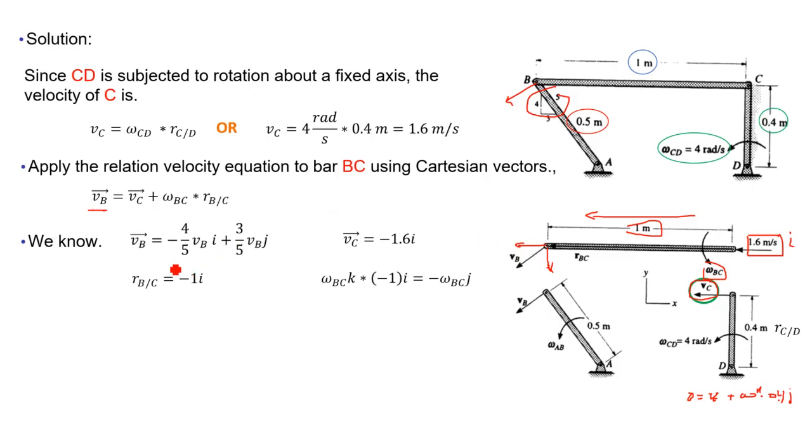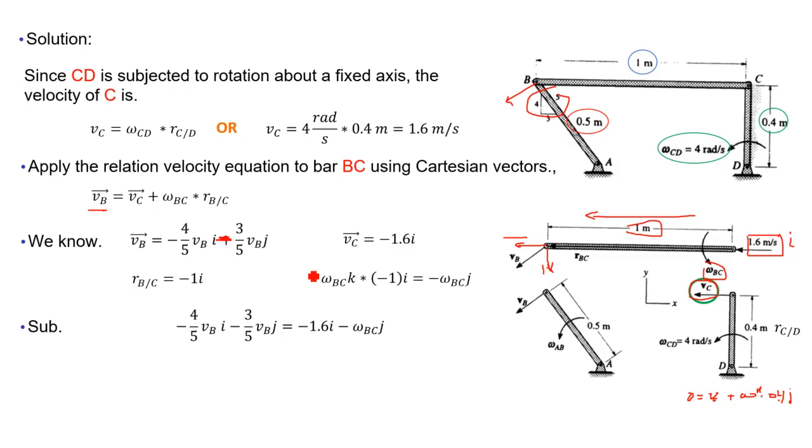The velocity B is going to be negative 4 over 5 VB i, plus, sorry, this is minus 3 over 5 VB j. It's negative because both are going to be downward and to the left. Now the omega BC k multiplied by negative 1 i is going to give me negative omega BC j. Now just take everything and stick it in the equation above. We're going to get that equation.